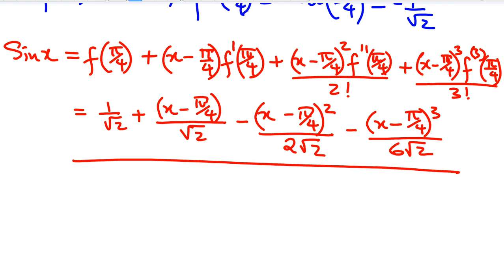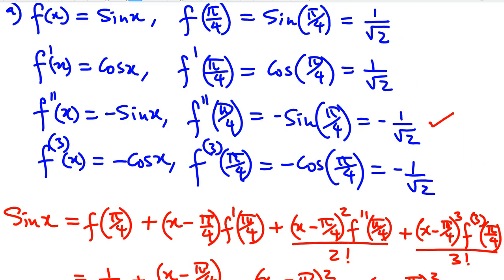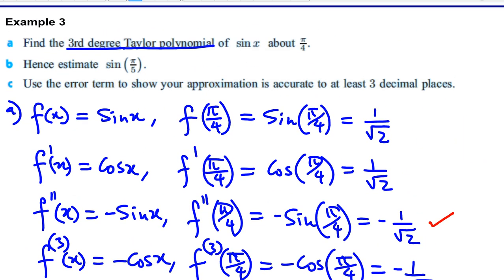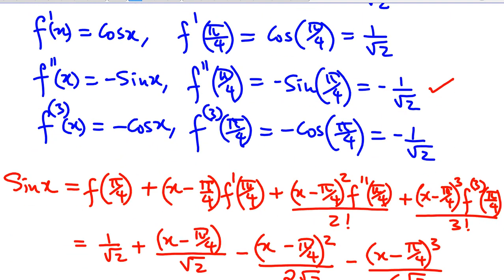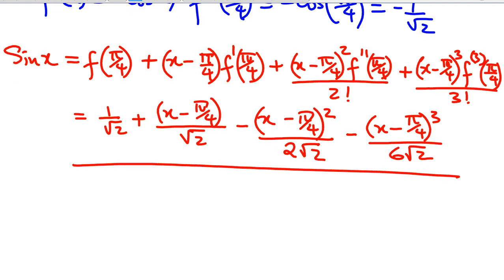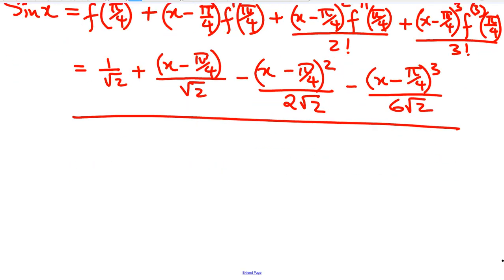Now, part b, estimate sine pi over 5, so we are done with that. For b, we'll just plug in pi over 5.